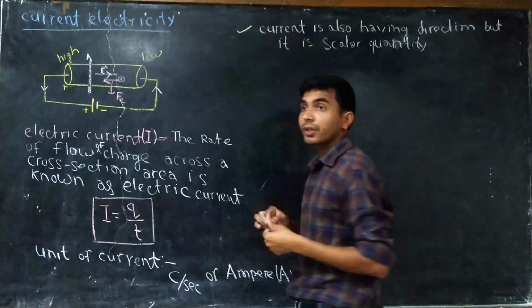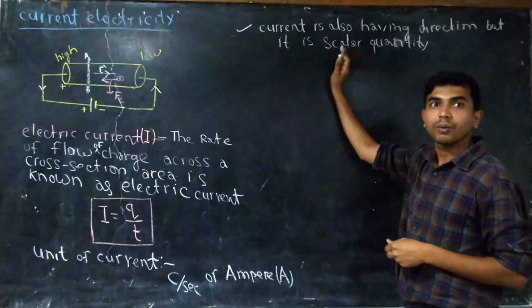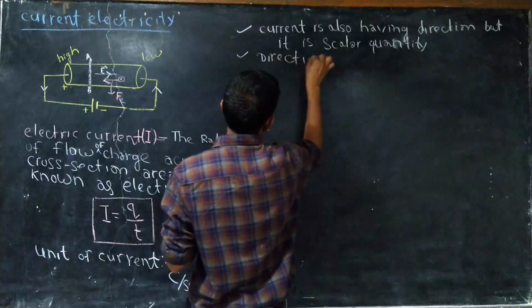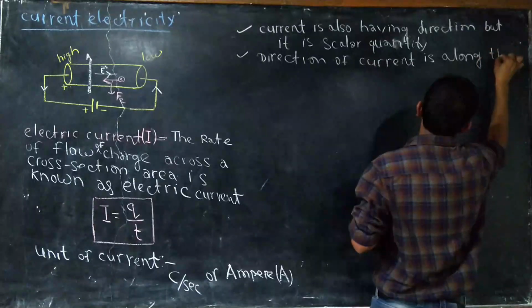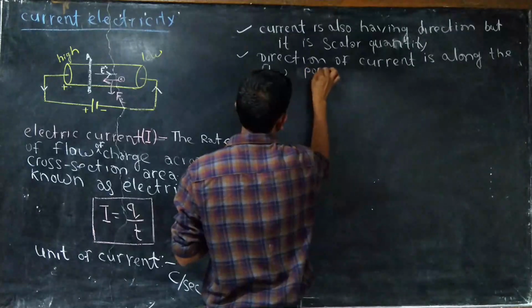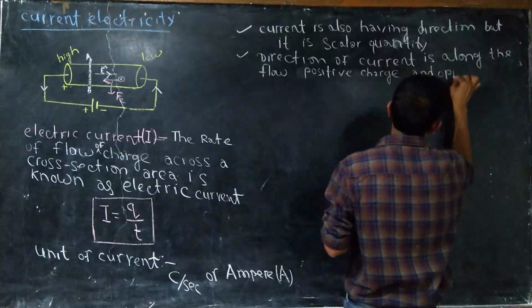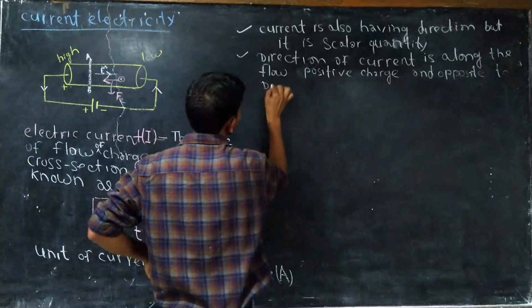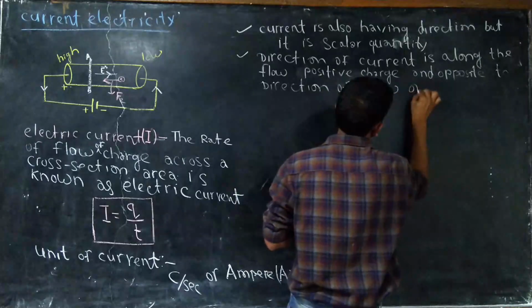Now, one thing is clear: current also has direction, right? Then what is the direction? Next, the direction of current is along the flow of positive charge, and opposite to the direction of flow of negative charge, right?